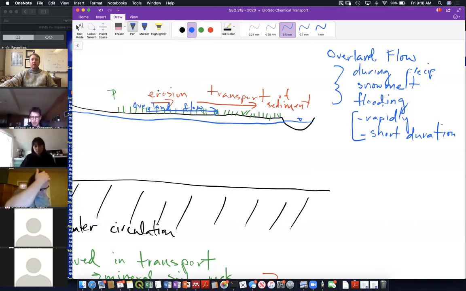Okay, so phosphorus is largely driven by erosion. We can get some. So Mark talked about aeolian transport. So that's another way we can transport material: wind blown, or aeolian.